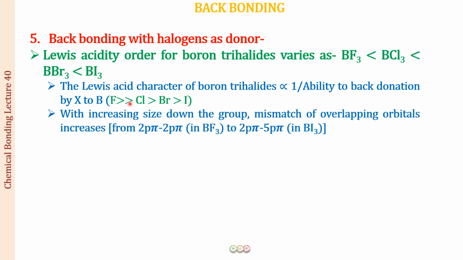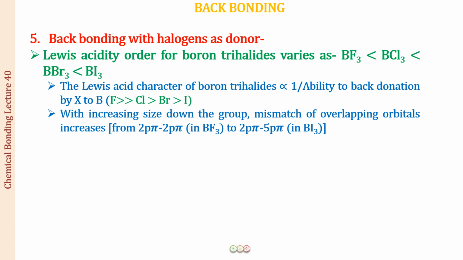Well, with increasing size down the group, the mismatch of the overlapping orbitals is going to increase. In BF3, it is a 2p pi-2p pi back bond, whereas in BI3, it is a 2p pi-5p pi back bond. So in BF3, we have the strongest back bonding because of the similarity in the size of the orbitals of boron and fluorine.